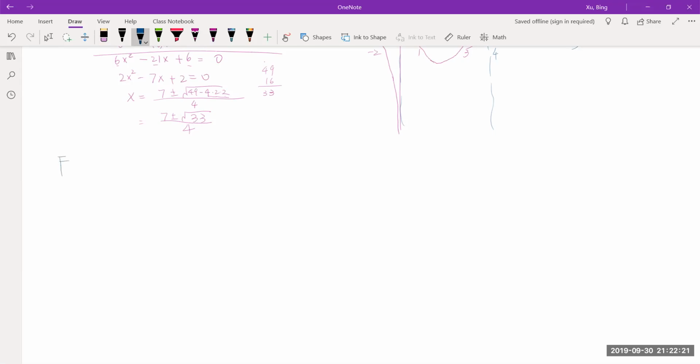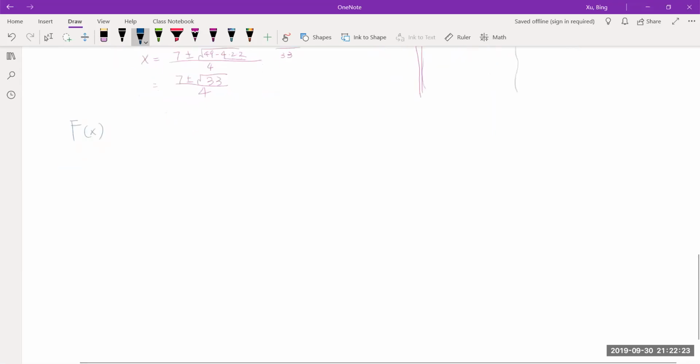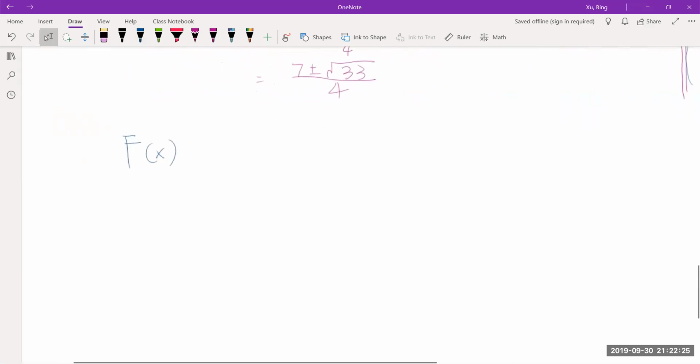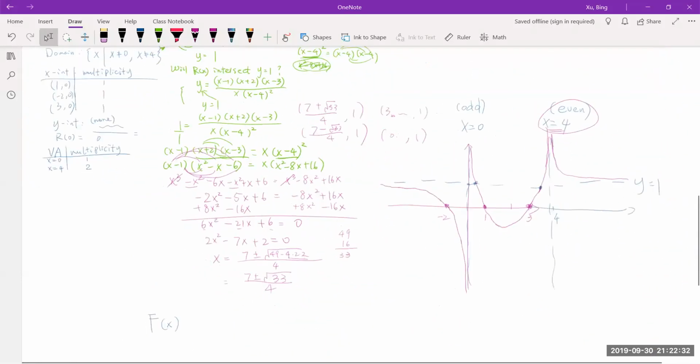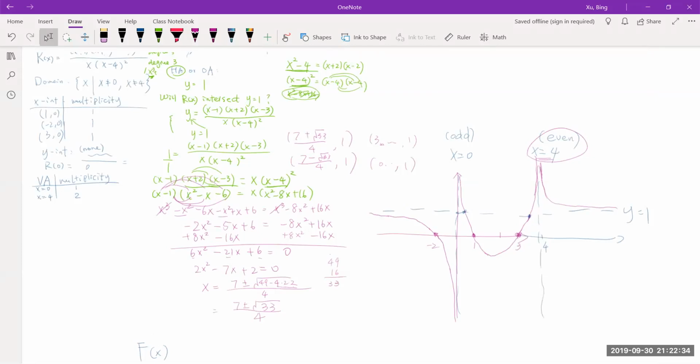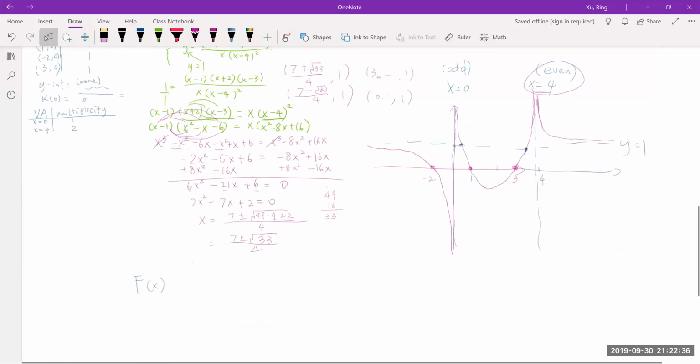Any questions on the previous problem before I move on to 29? Before I move on to the next problem. Any questions on this one? Nope. I know the calculation is crazy, but all right.